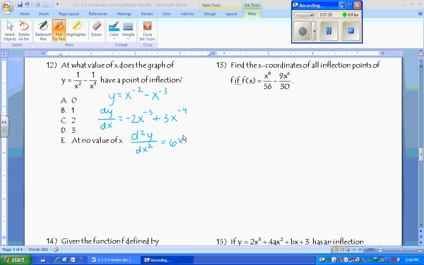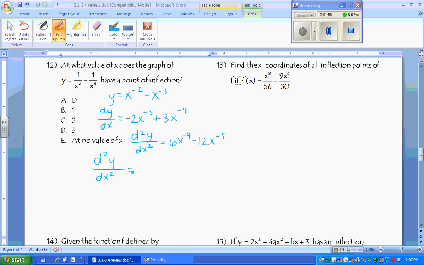So it's 6, and then negative 3 minus 1 is negative 4. And then, once again, negative 4 times 3 is negative 12, so minus 12x to the negative 5th. Okay, now you gotta factor it because it'd be really hard to just take the zeros. So factoring, you have to take out the lowest common thing.